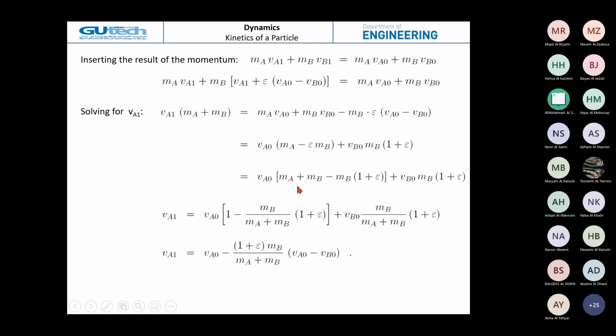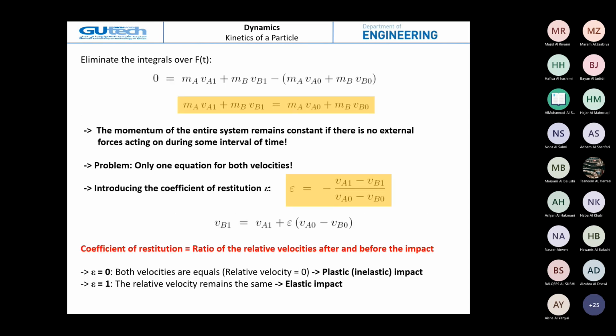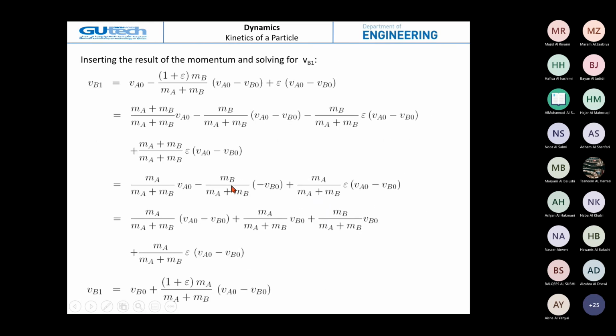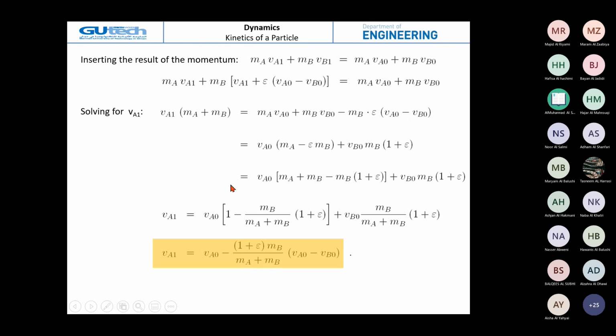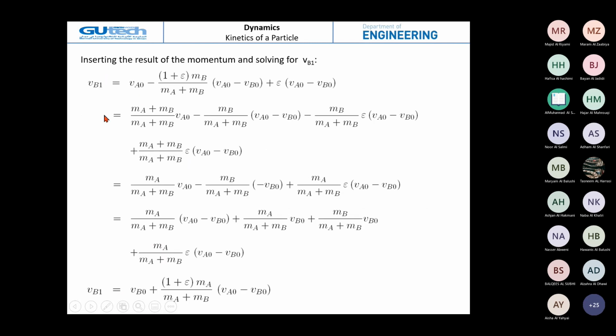Then it means we have now to solve such a problem, let's say a contact problem or the impact problem. We have now two unknowns and two equations. For VB1, as we said, we can replace it in either the first or second equation, and then we also get the same for VB1. We will get VB1 as a function of VB0, which is known, epsilon, MA, and VA0.